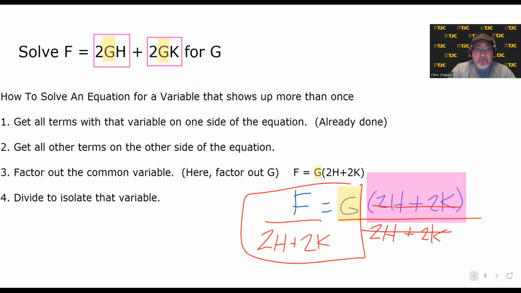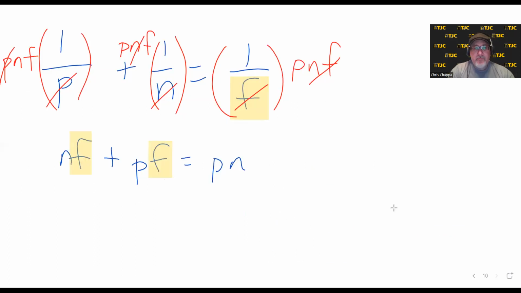To solve an equation for a variable that shows up more than once, get all the terms of the variable on one side of the equation, get all the other terms on the other side, factor out the common variable, and then divide. Well, the segregation move has already happened. Everything with an F is on the left, everything without an F is on the right.